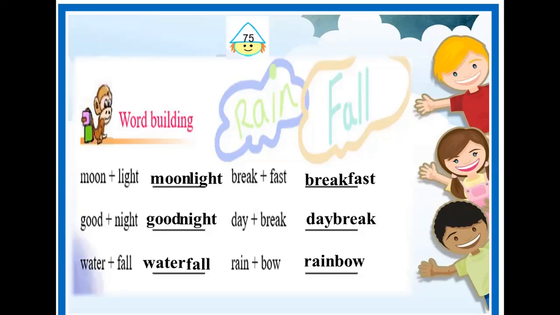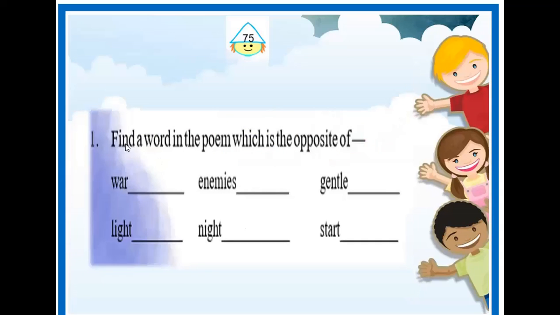Okay? Children, let's now move on to our next exercise, which is find a word in the poem which is the opposite of. There are 6 words given in this exercise. You will have to go through the poem Don't be afraid of the dark and look for the opposites of these words in the poem. Okay? So let's try doing this, children. First, let me display the poem on the screen.